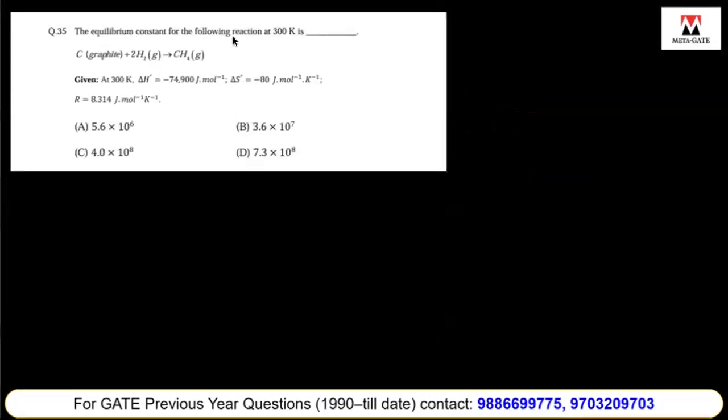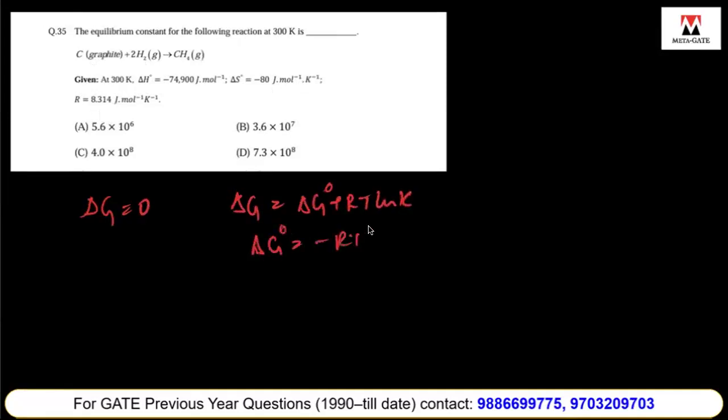The equilibrium temperature for the following reaction at 300 Kelvin is carbon graphite plus 2H2 gives rise to methane gas. At 300 Kelvin, delta H naught is equal to minus 74,900 and delta S naught is minus 80 joule per mole per Kelvin. R is given as 8.314. So to find the equilibrium constant, at equilibrium delta G is equal to 0. Delta G equals delta G naught plus RT ln K, so delta G naught equals minus RT ln K.